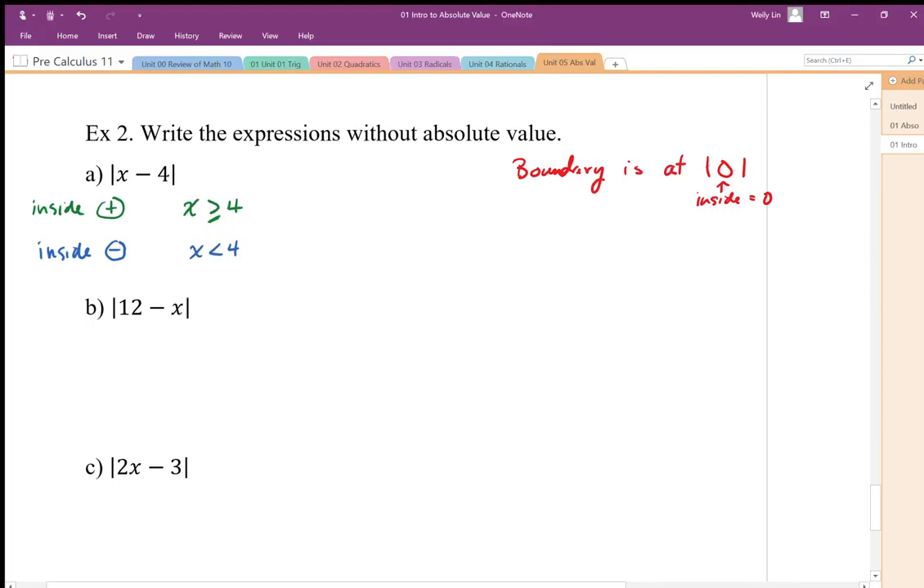So back to the idea then. When the inside is positive, when x is greater than 4, it's going to behave differently. How is it going to behave? It'll just be equal to x minus 4. So it's not going to change. If x is equal to 5, this absolute value will just behave like x minus 4. 5 minus 4 is 1. The absolute value of 5 minus 4 is 1.